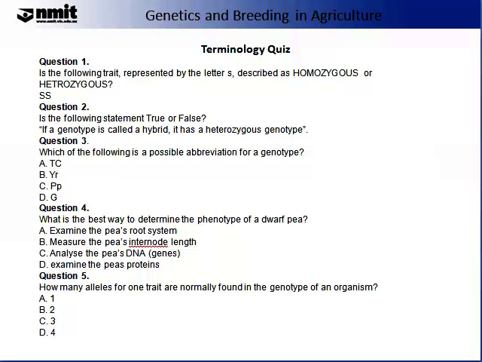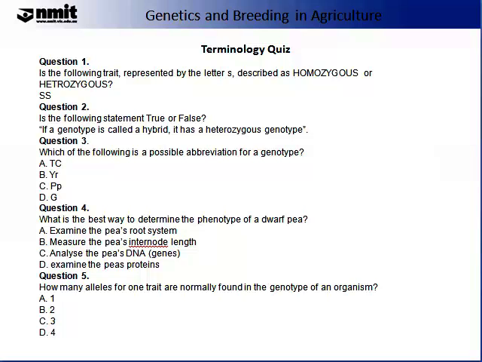Quiz 1. Is the following trait, represented by the letter S, described as homozygous or heterozygous? SS. Question 2. Is the following statement true or false? If a genotype is called a hybrid, it has a heterozygous genotype. Question 3. Which of the following is a possible abbreviation for a genotype? TC, YR, PP, or G?